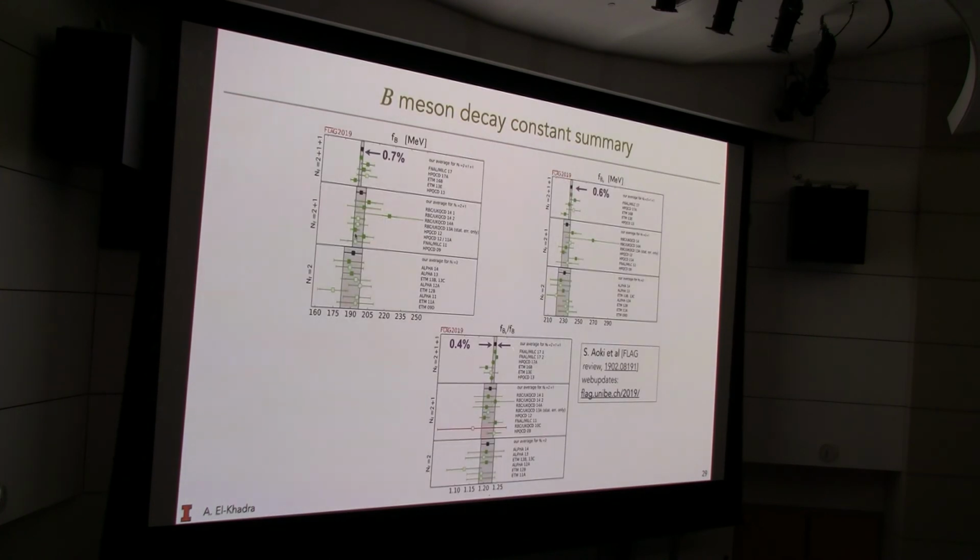Okay, I promised you for B mesons also sub-percent precision, and here you can see the overview of decay constant results. So this is where a B meson decays leptonically, either via a charged W boson, or a neutral B meson could decay leptonically via a flavor-changing neutral current process. The hadronic matrix element is essentially the same. And so here you see these results.